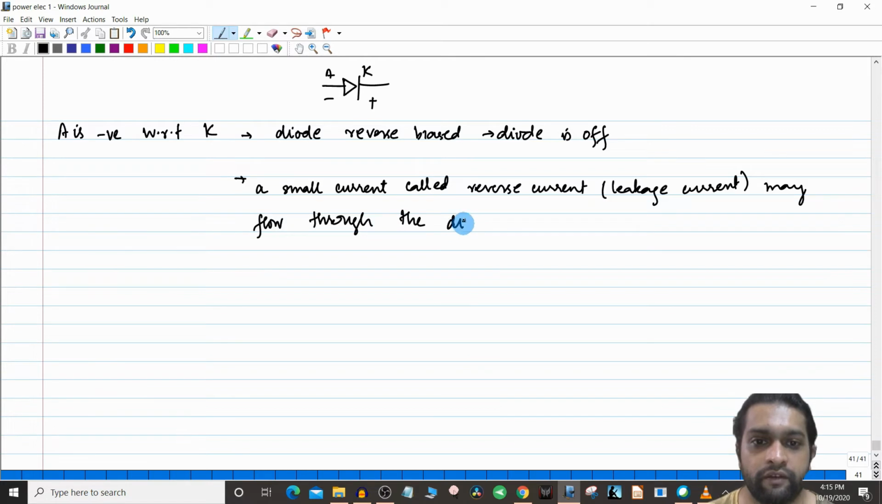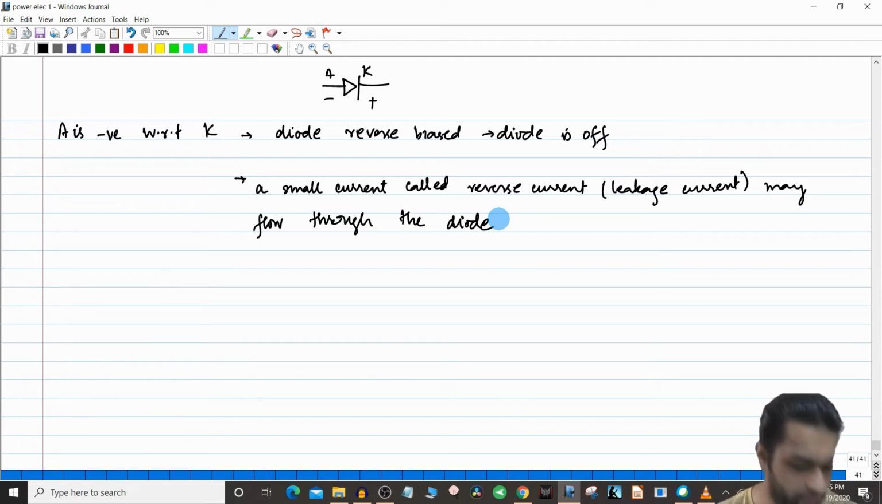So what all terms have you come across? You have a diode voltage. When you are putting forward bias, you are having forward current. When you are putting reverse voltage, the diode is off, but a small current, which is called leakage current or reverse current, flows through the diode.